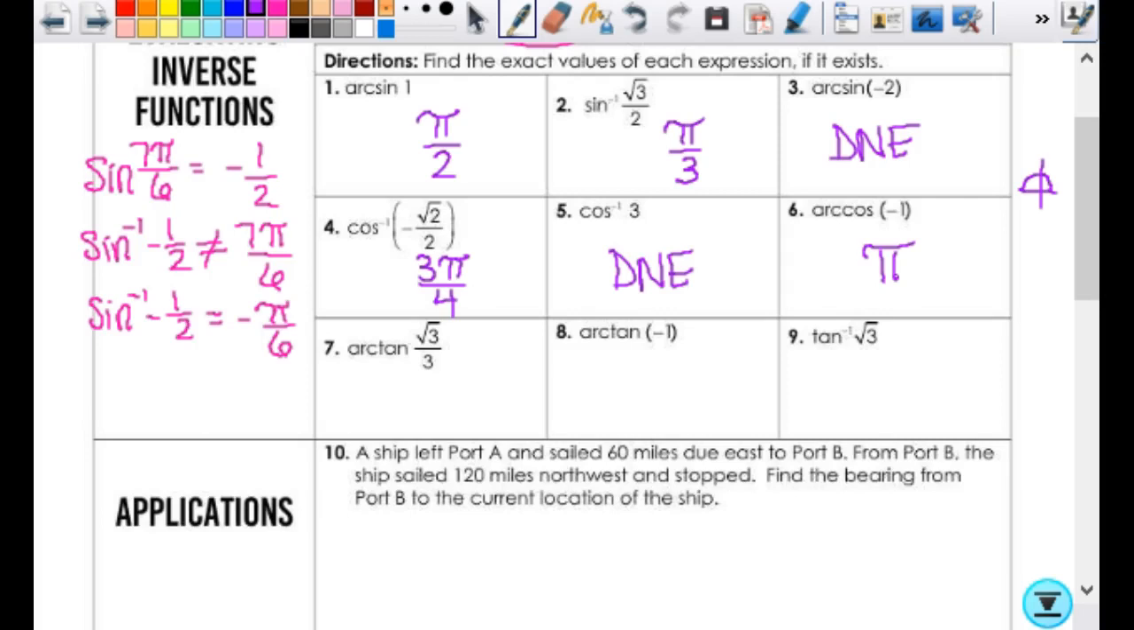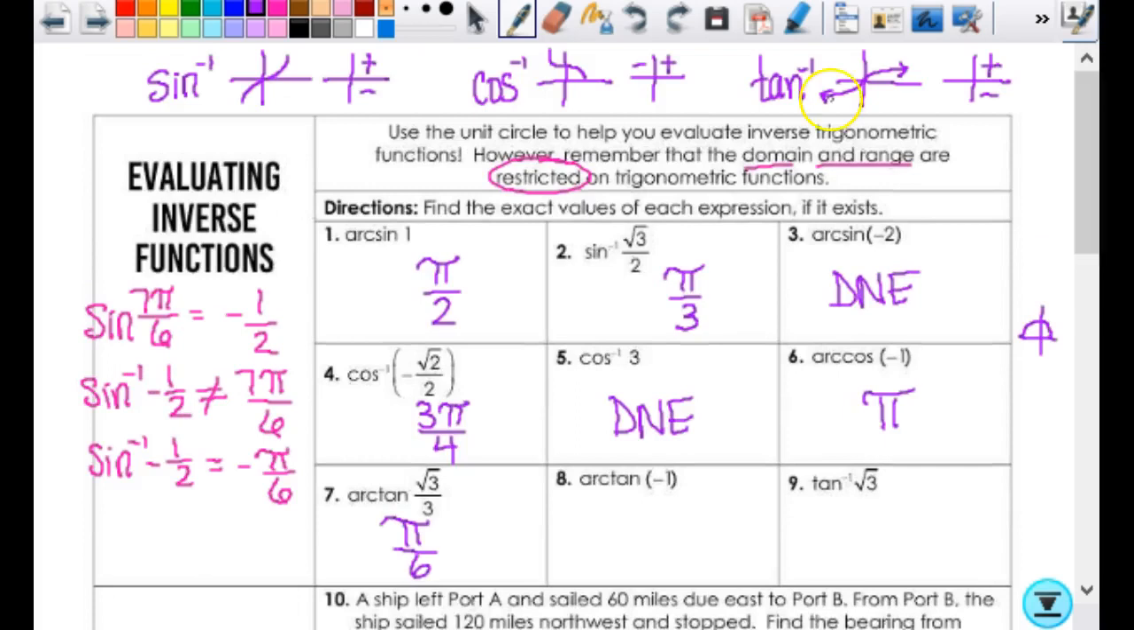Arc tangent of the square root of 3 over 3. Pi 6. All right, get it from your hand. Arc tangent of -1. Well, I could go, does not exist. Can I use that or not? What's my domain? What's the domain of tangent? Even just looking at this, the domain is really all real numbers, right?